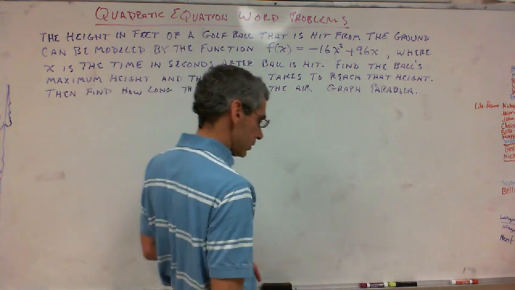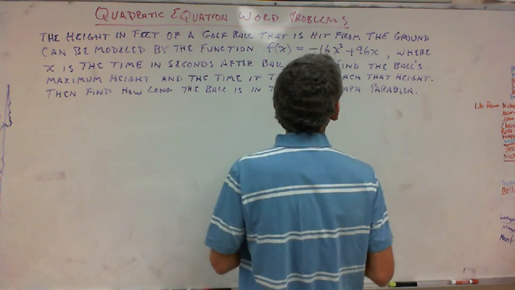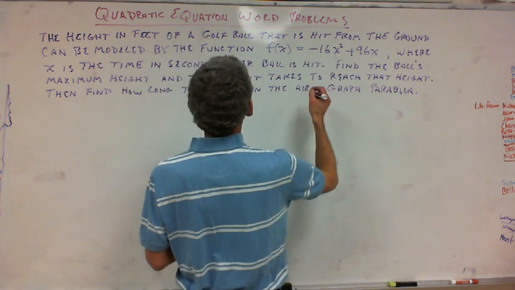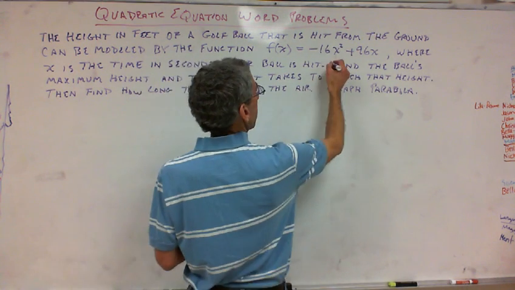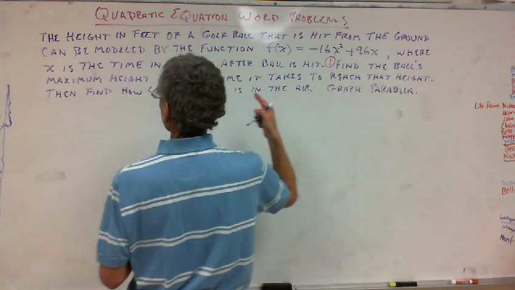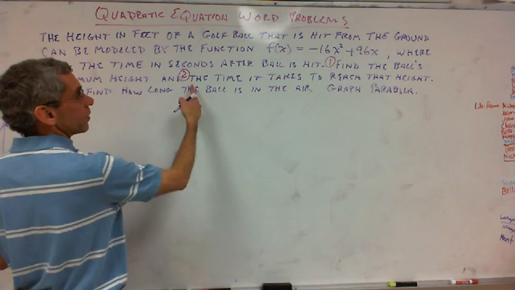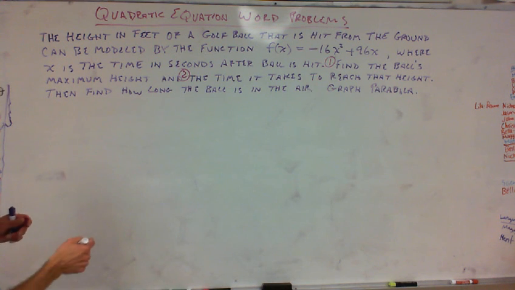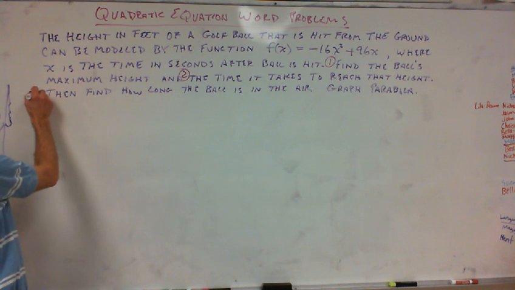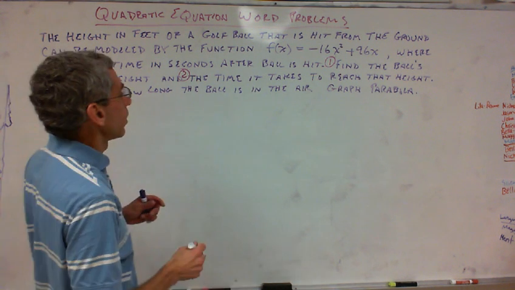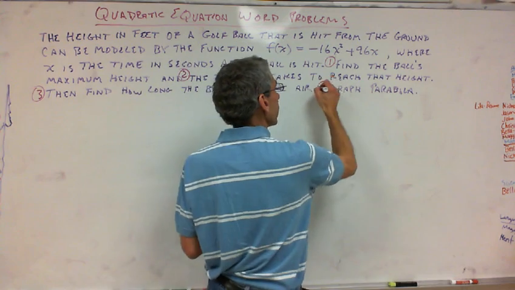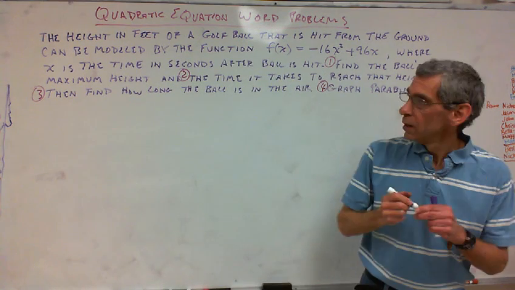Let's see. I know a lot of these pens don't work, but so number one, they're saying find the ball's maximum height, and two, find the time it takes to reach that height, and three, find how long the ball is in the air, and then four, graph it. Okay? So let's do it.